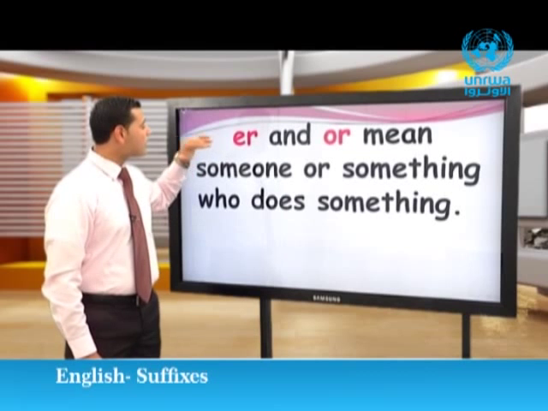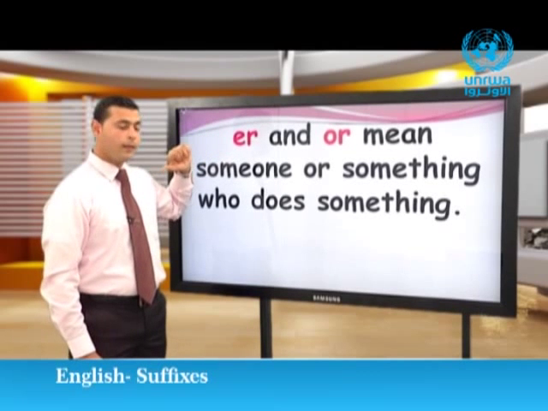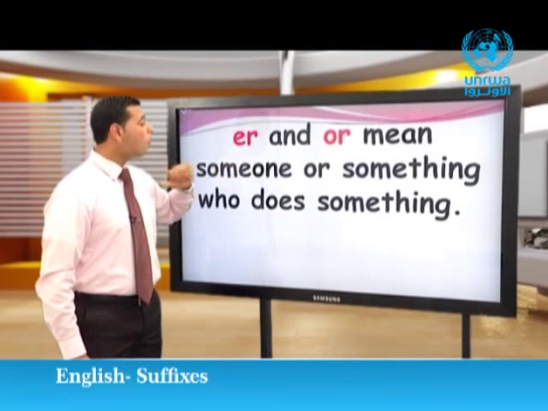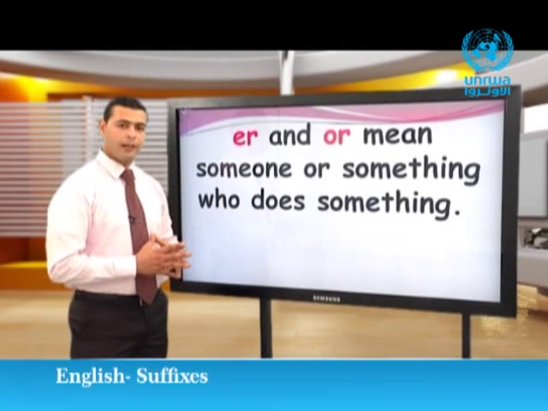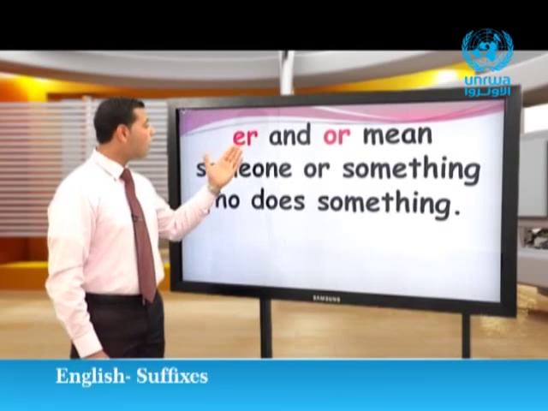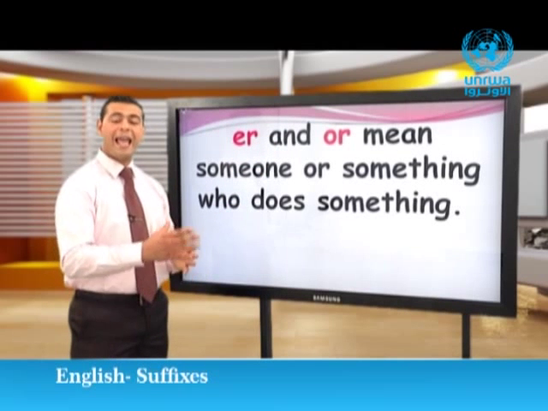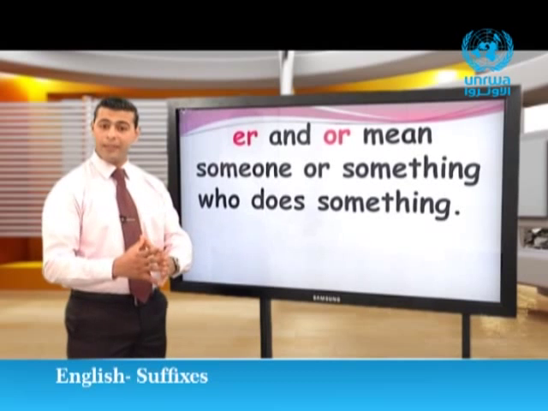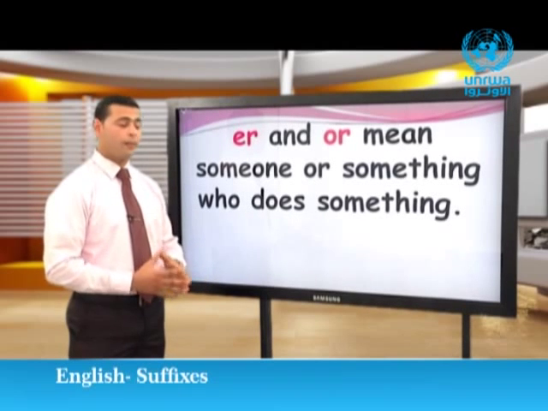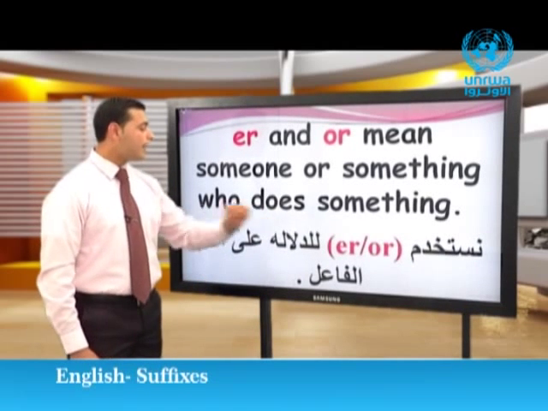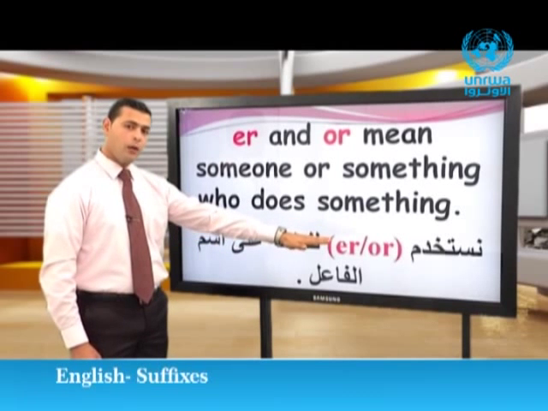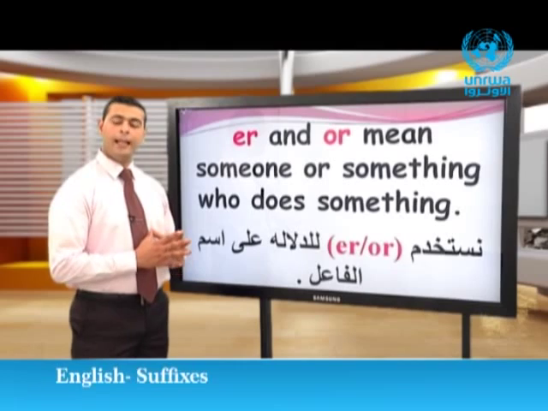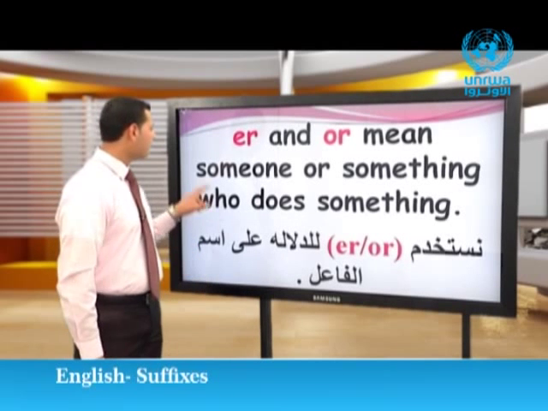Now, dear students, the suffix er and the suffix or mean someone or something who does something. Again, er and or, when they are added to the end of some words, mean that someone or something has done something. What does it mean? We use the suffixes er and or to indicate the doer of the action.